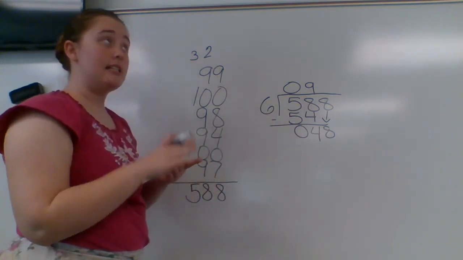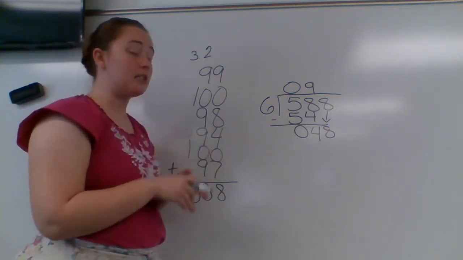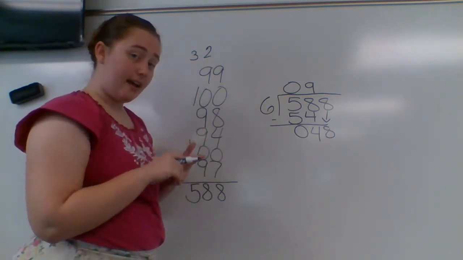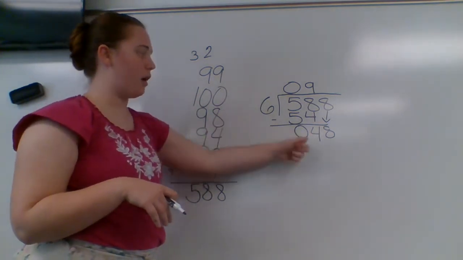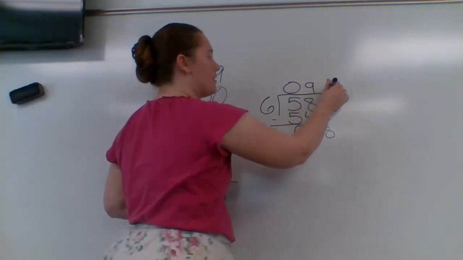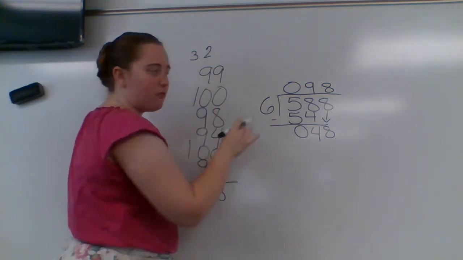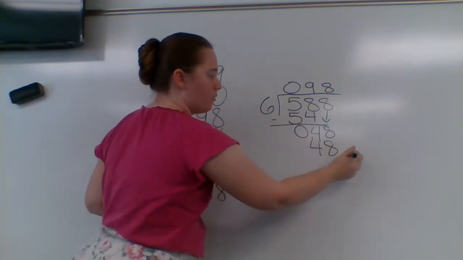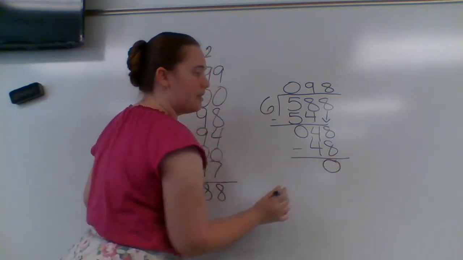Well, we just said 6 times 6 is 36, 6 times 7 is 42, 6 times 8 is 48. And 48 is right there. So 6 will go into 48 8 times. Let's go ahead and put that down. And now we multiply. Well, we just said 6 times 8 is 48, so let's put that down. 48. My next step is to subtract. 48 minus 48 is 0.